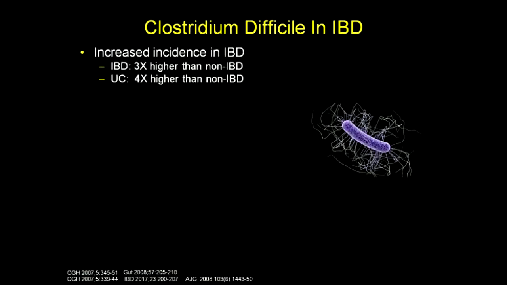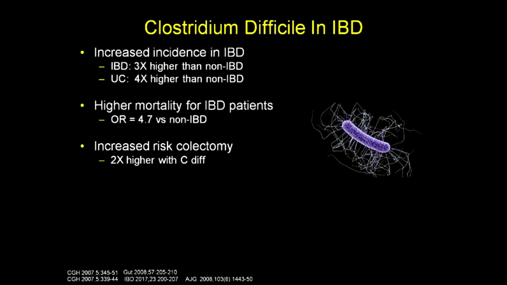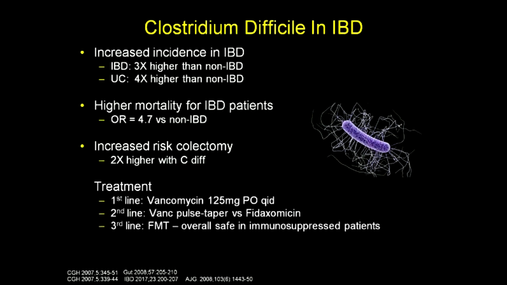We talked a little bit about C. diff earlier in the question of antibiotics, and the risk is dramatically higher in inflammatory bowel disease, 3-fold higher, and if you have colitis, it's 4-fold higher. And it comes with a higher risk of colectomy, a higher risk of mortality. We treat this aggressively with vancomycin as first and second line therapies, and then we do FMTs in these patients if need be. But we check C. diffs over and over and over again in these patients because they do get C. diff.